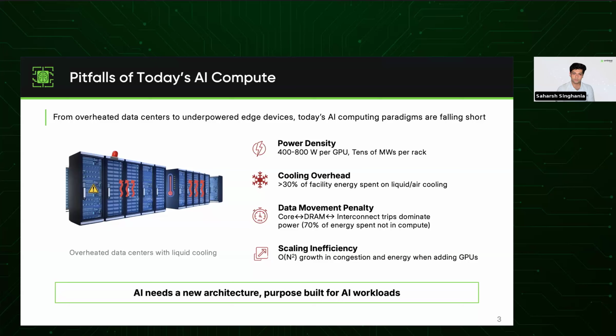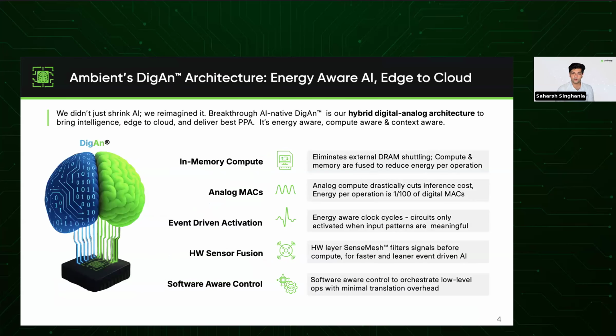In order to solve this problem, we built a completely new compute architecture from the ground up. This means a reinvention all the way from the circuit level to the instruction set level to the software stack level. Our compute architecture, which is entirely novel, is called DGAN. It's a play on two words, digital and analog, because our compute architecture is actually hybrid analog digital in-memory compute. Some core elements of this architecture are in-memory compute. This means that the compute actually happens very close to the memory, because in AI compute, a lot of the power is wasted in shuttling the data back and forth between compute and memory.